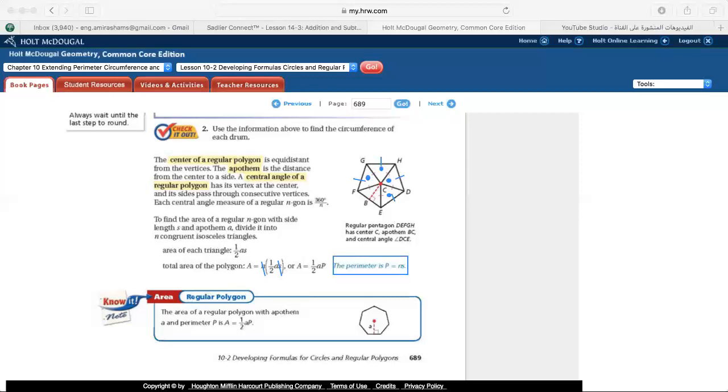Okay, then the area of a regular polygon with the apothem A and perimeter P is half AP. Let's solve an example for this one.